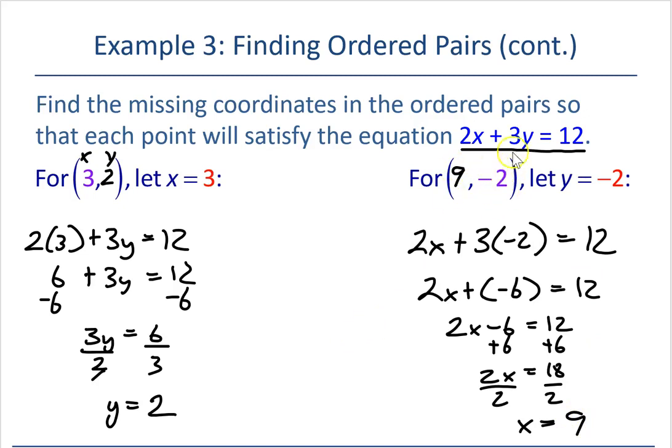So here, 9 satisfies this. And what this line does, you're going to start noticing, later on you can plot all these little points on a graph, and it'll create a line. And these are just some points on that line. Okay, so let's continue on here.